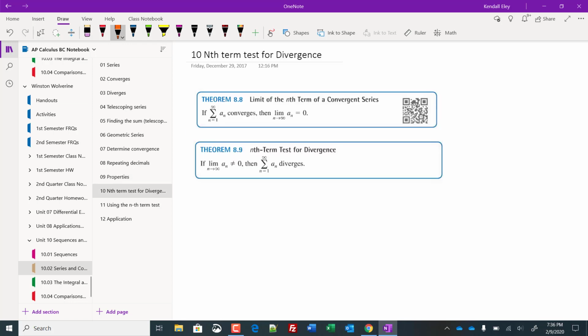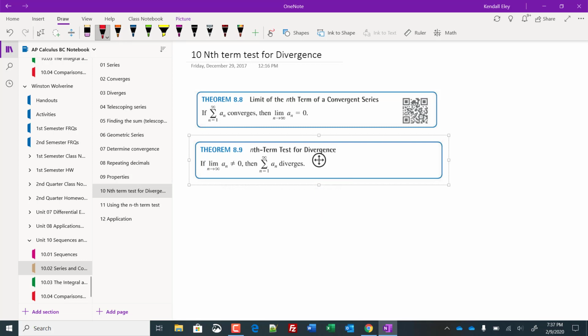Now we're going to look at our next test, and this test is actually for divergence, to determine if a sequence is diverging. So it doesn't tell us that one is converging. It's a way we can tell if it is diverging. So let's just think for a second before we get into these. Suppose we know that our series capital B converges.